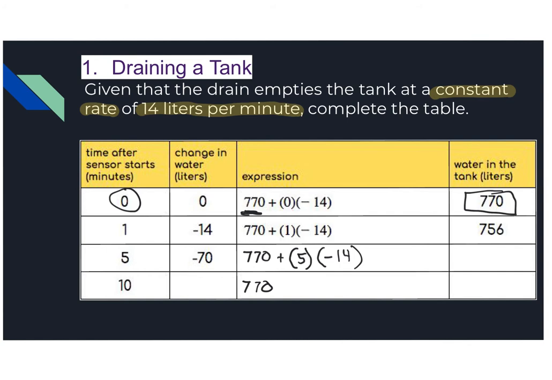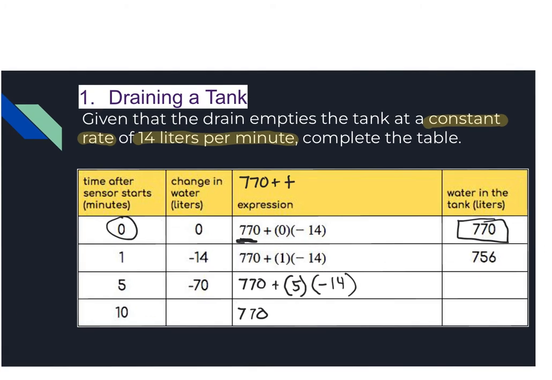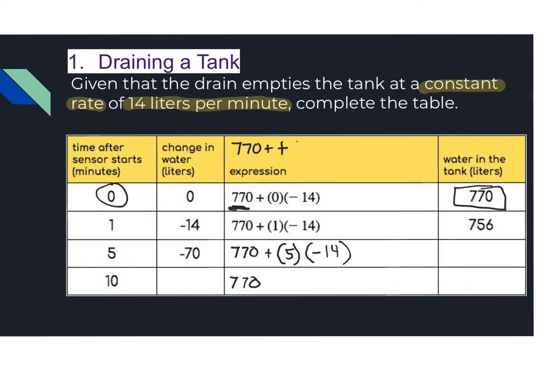So I could write this as our expression is going to be 770 plus times our rate, which is going to give us how much water is in this tank. So plus 10 times negative 14. Go ahead and pause this and see what calculations you come up with.